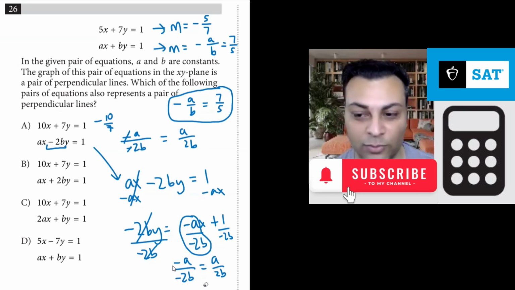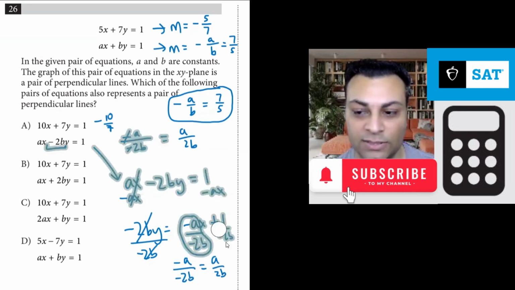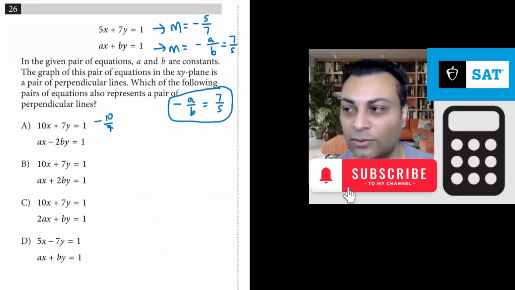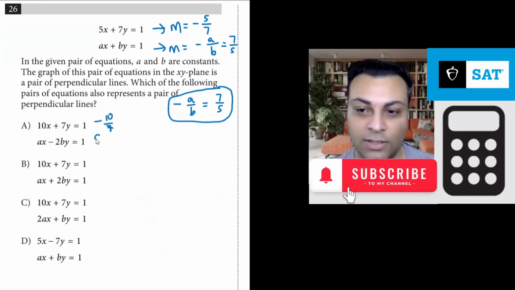Okay, but you can do it the long way. You can convince yourself it's a over 2b. So all that is just to find the slope of this second line, which was a over 2b. Let me put that closer to here. A over 2b. Now, what's the value of a over 2b?